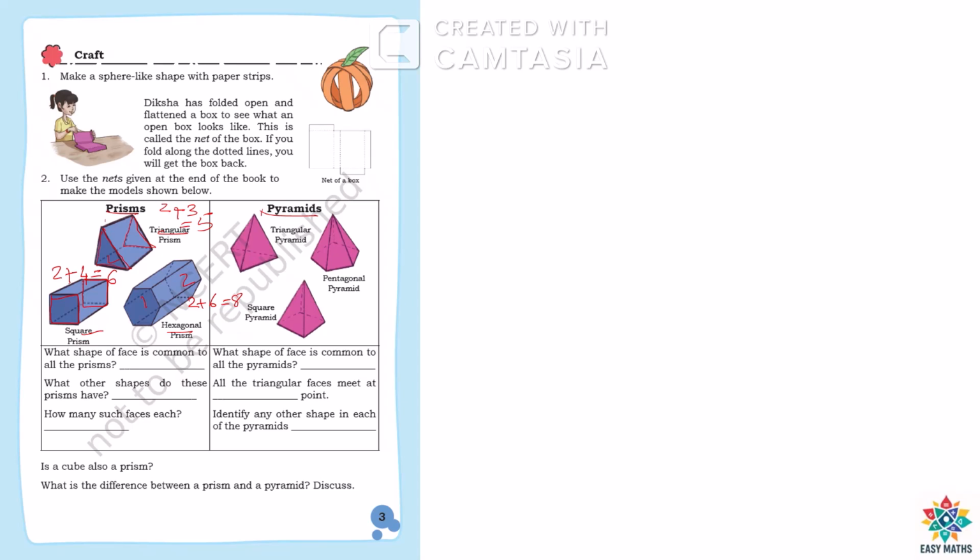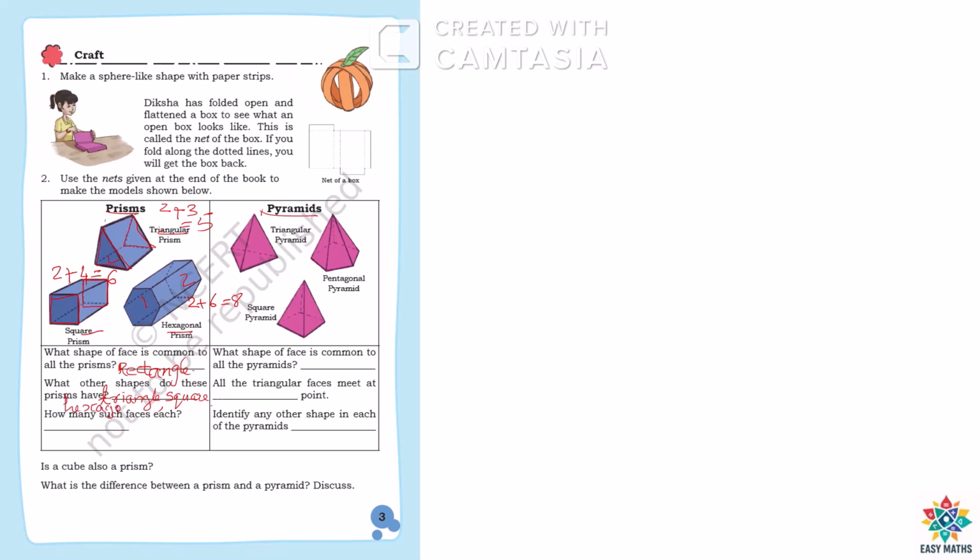What shape of face is common to all the prisms? That is the rectangle. If you observe, we can see all the side faces are rectangular in shape. What other shape do these prisms have? Those are the bases and their opposite faces. The first one we have seen is a triangular prism, so triangle. The second one is a square prism, so the base is square in shape. And the third one, hexagon.